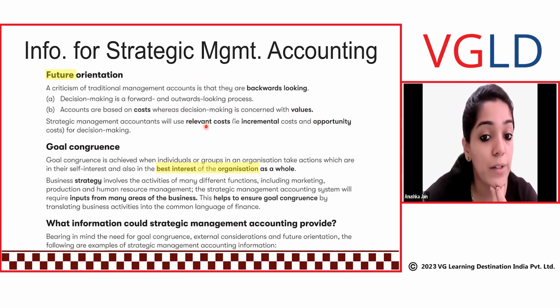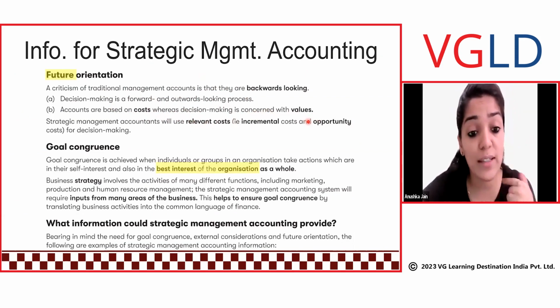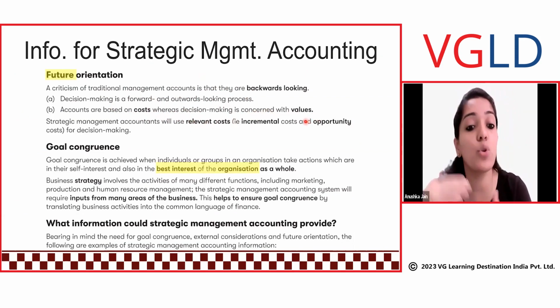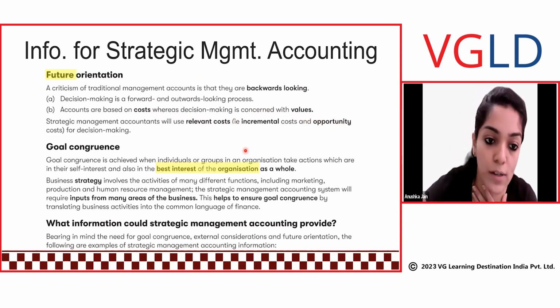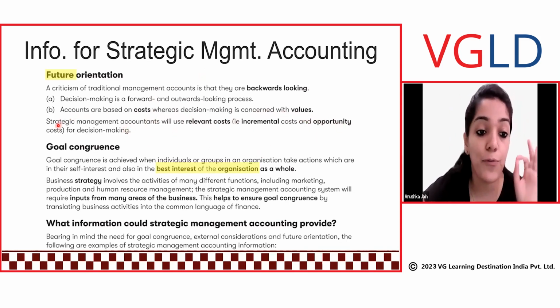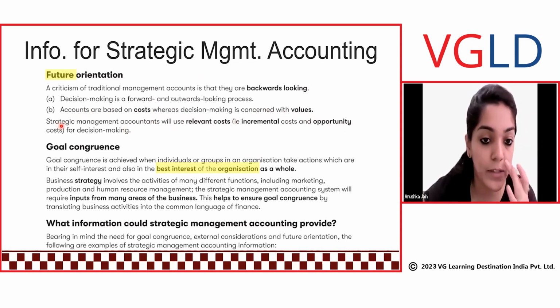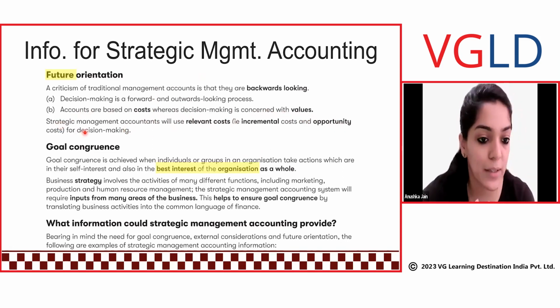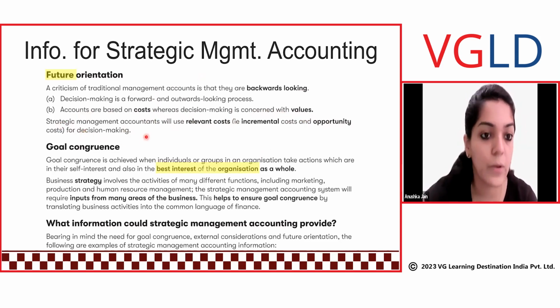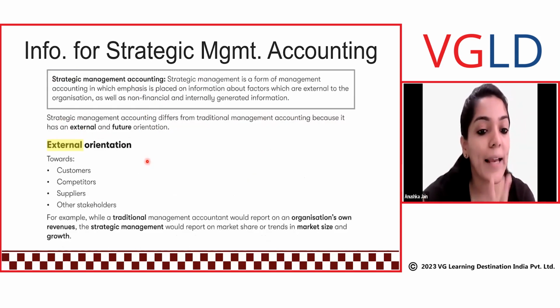Strategic management accountants will use relevant cost, that is incremental cost, which are the costs which get incurred only if you do something. Incremental cost and opportunity cost are used for decision making. Very, very important statement. It's going to come handy in later chapters, but I hope now you will remember the concept properly. So what are the two key attributes of strategic management information?